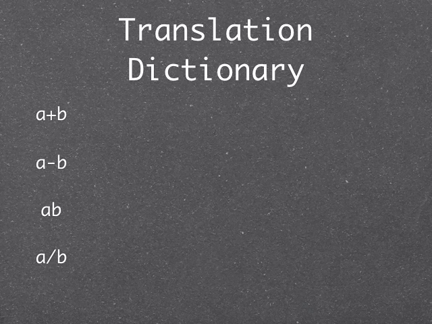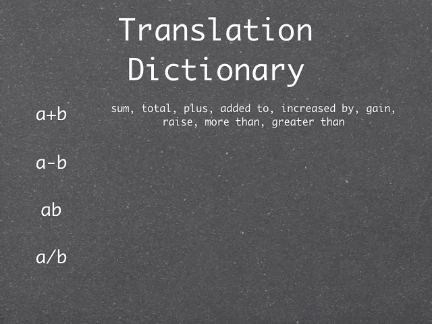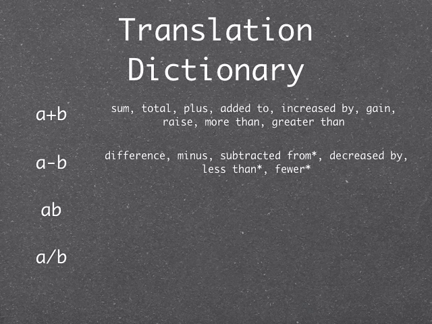Okay, first of all, just a review of our translation dictionary. Things that mean plus would be sum, total, plus, added to, increased by, gain, raise, more than, greater than, etc. Things that mean minus: difference, minus, subtracted from, decreased by, less than, and fewer. The things that are asterisked, remember from lecture 1, those are the ones where the order in English is different than the order in math. So just be aware of those because it's an easy place to make a mistake.